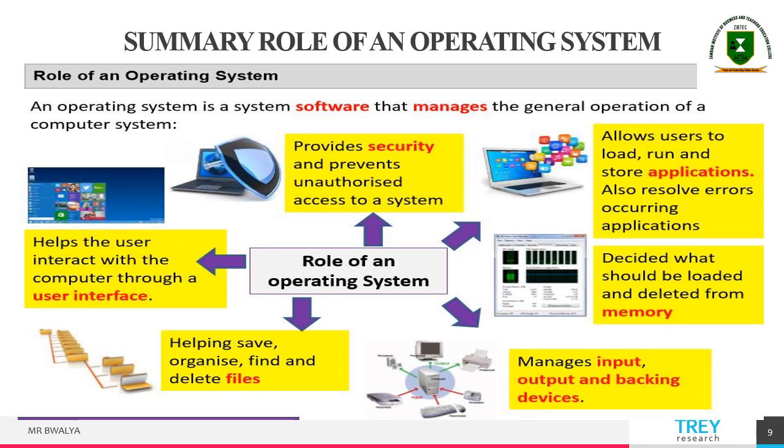When you look closely at this picture, it is showing the general operations of the computer system. To start with, there's Windows, and these are the roles that an operating system plays. We are saying it provides security and prevents unauthorized access to a system. How does it do that?